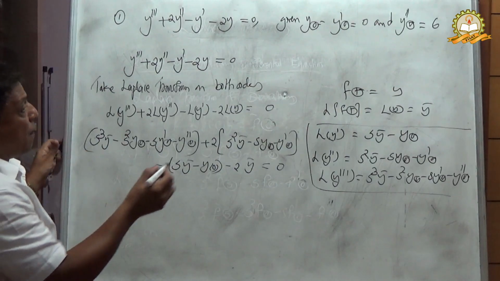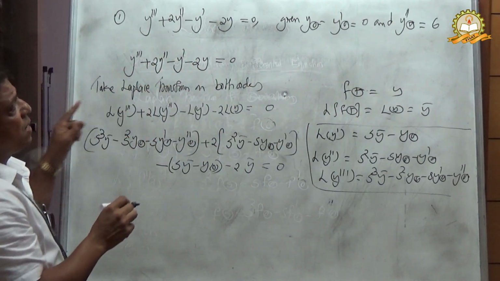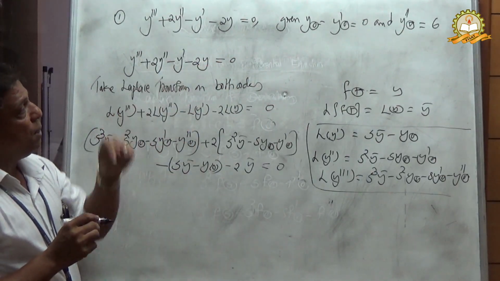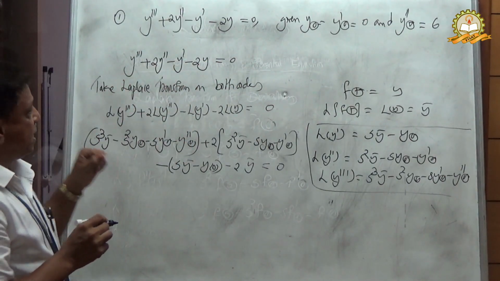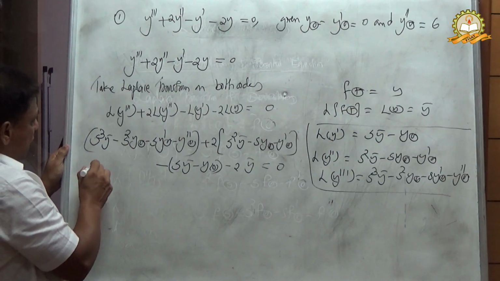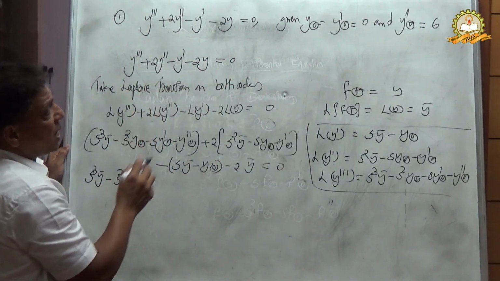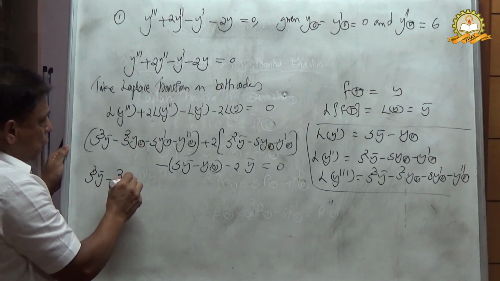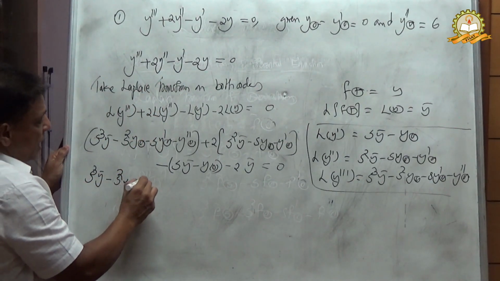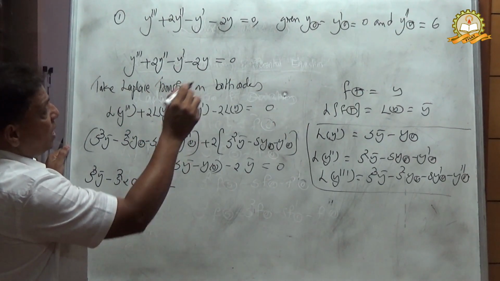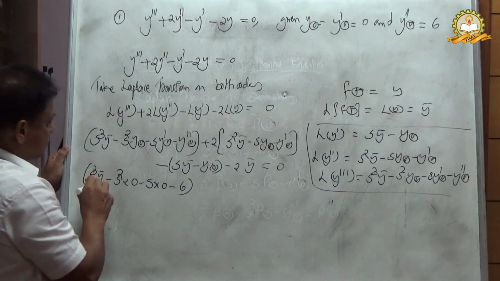The second step, you apply the conditions. Here the conditions are given as y0 is equal to y dash 0 is equal to 0 and y double dash 0 is equal to 6. These are the initial conditions. When we are applying the conditions, s cube y bar minus s square into y0, given in the problem that y0 is equal to 0, we put it as 0 here, minus s into y dash 0, given as s into 0, minus y double dash 0 is equal to 6.